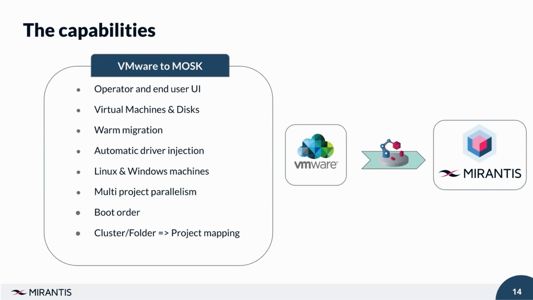We can migrate Linux and Windows machines. We can also increase the parallelism of the migration on virtual machine level. And of course, when it means on virtual machine level, then it's also on project level, because you are able to fully configure the project mapping. So it doesn't matter what structure you have on the source side. If your teams are structured in a cluster or in a folder, or however you are organizing your teams, we can map that to projects on the target side.